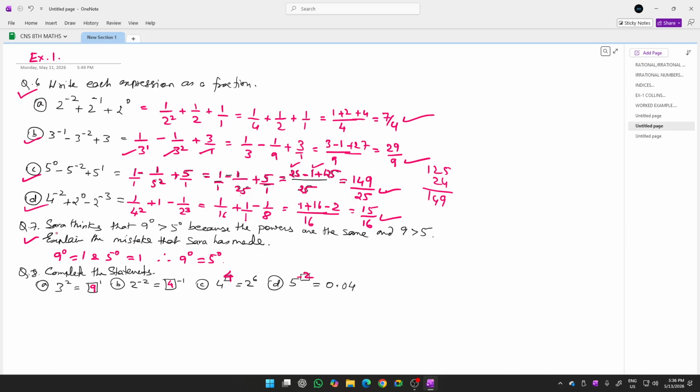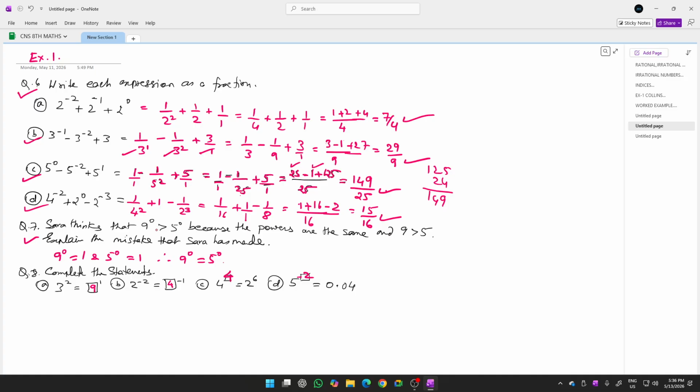Question number 7 says that Sarah thinks that 9 raised to 0 is greater than 5 raised to 0 because the powers are the same. Because the powers are the same, that is 0 in both the cases, and the base 9 is greater than this base 5. So with that logic, Sarah thinks that this 9 raised to 0 should be greater than 5 raised to 0. Okay. Explain the mistake that Sarah has made.